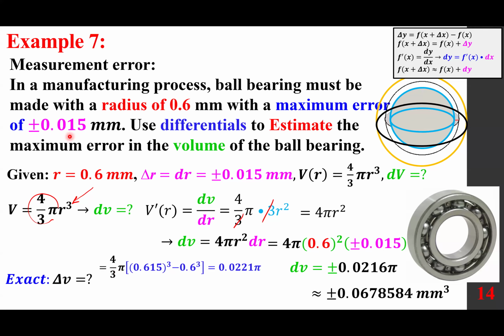On the other hand, if it's smaller by this much, that means the radius instead of 0.6 is 0.585. So 4/3 pi times 0.585 cubed, and then with 0.6, we've already done that, so we should have the number. So 4/3 pi, I factored it out. 0.585 quantity cubed minus 0.6 cubed gives you that. That means the exact change, we can go up by this much or go down by this much, 0.0221 pi or negative 0.0211 pi. And as you can see, both of them are fairly close to the approximation we have using the differentials.